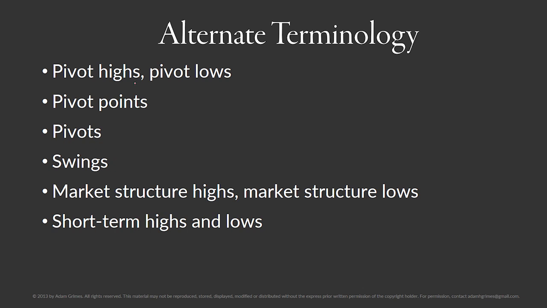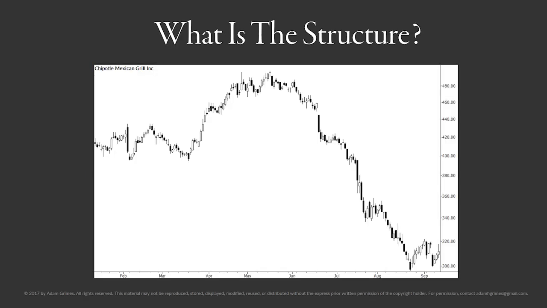We may also call pivot highs and lows market structure highs and lows. You'll see that in some of the other literature, though I probably don't use that terminology. Also quite imprecise, but short-term highs and lows is another thing that people will talk about. But just keep in mind, what we're looking for here is a high that's above the previous and the following high, and a low that is lower than the previous and the following low. That's a pivot or a pivot point. So why do we need this? Well, look at this chart. What's the structure here? What's going on with this chart? Let's answer this in a few ways.